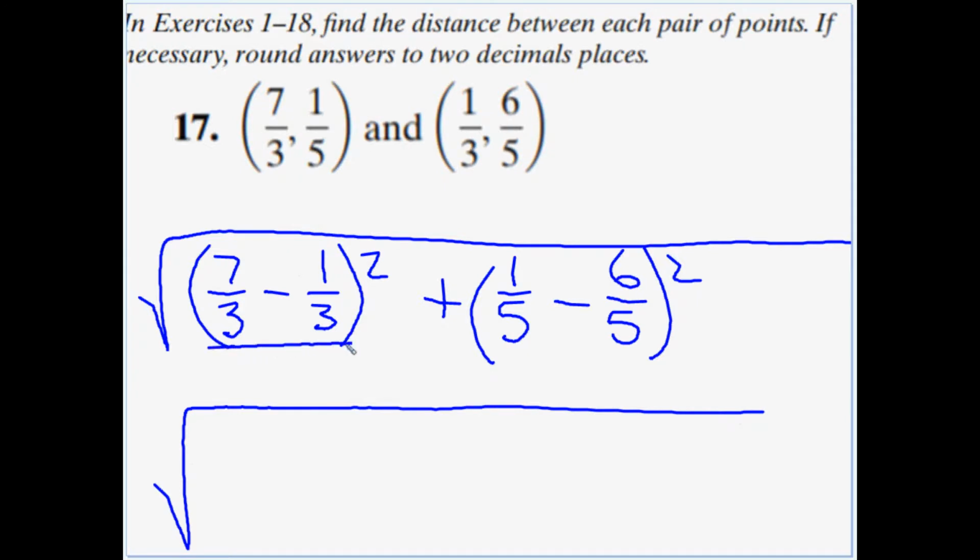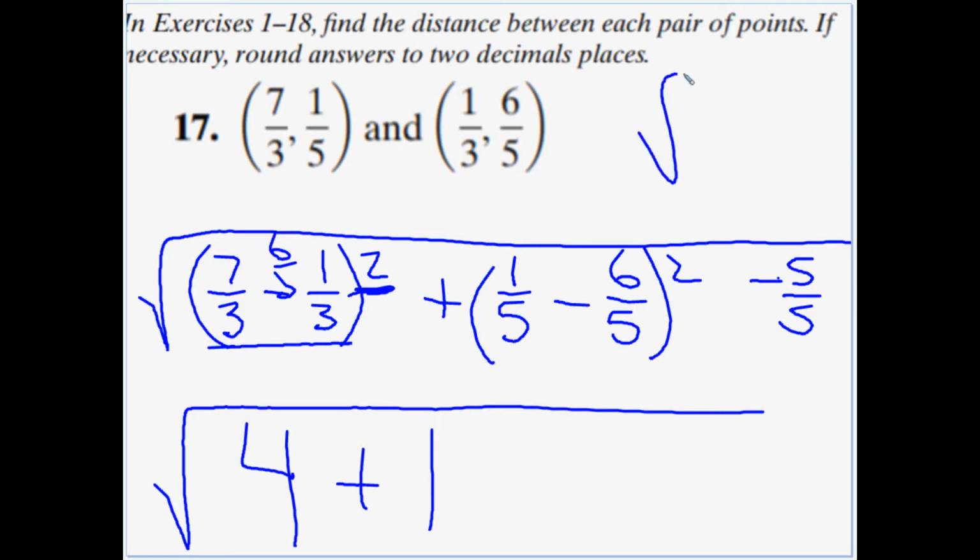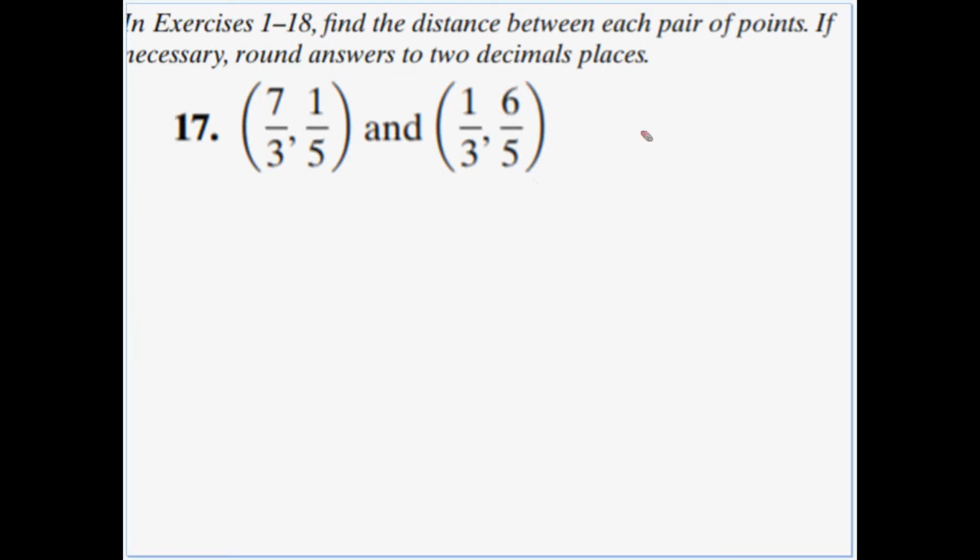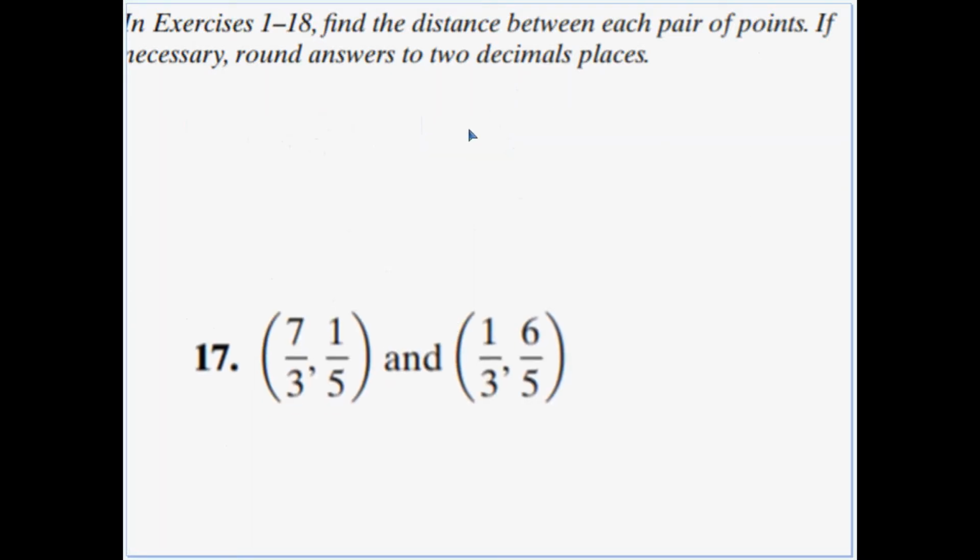So 7/3 minus 1/3 is 6/3. And then 6/3 will reduce down to 2, and 2 squared is 4. Plus 1/5 minus 6/5 is negative 5/5. Negative 5/5 is just 1. Negative 1 squared is 1. So we got a radical. Under the radical is a 5. 4 plus 1 is 5. So there is a distance formula with a fraction, and then also with the mixed numbers with radicals.